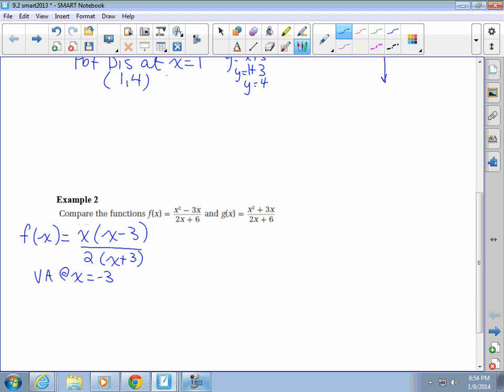Point of discontinuity is if something canceled. So this one, there is no point of discontinuity, and that's because nothing canceled in my denominator. Sorry, this is so messy.